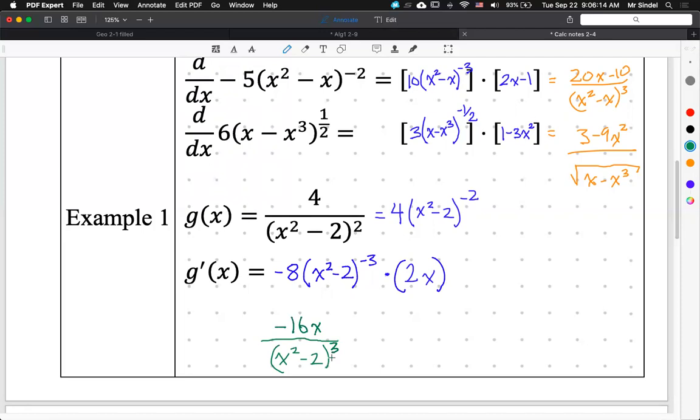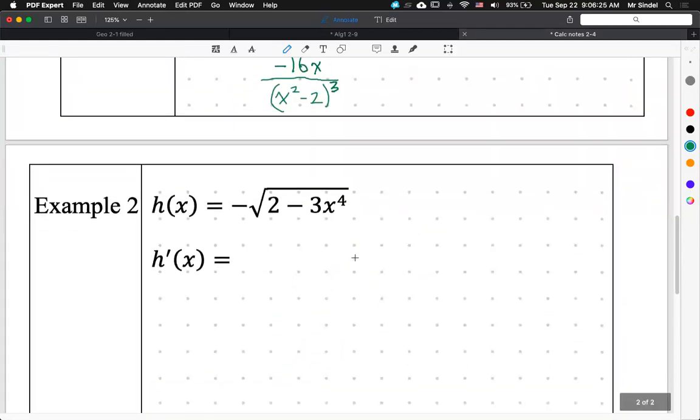Give me a quick fist of 5 on example 1. 5 is I understand it really, really well. 1 is I don't know what's going on. 5, 5, 5, and Chris, you're at a 5. Oh, wow, 5's across the board. Okay, let's jump to example 2 then.